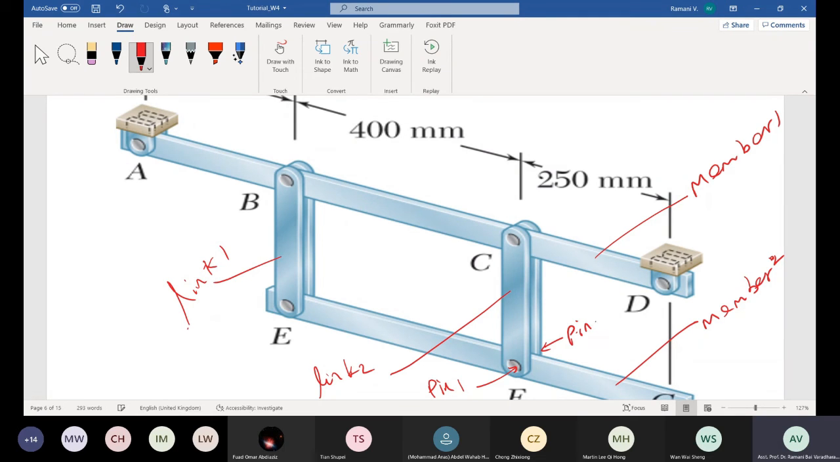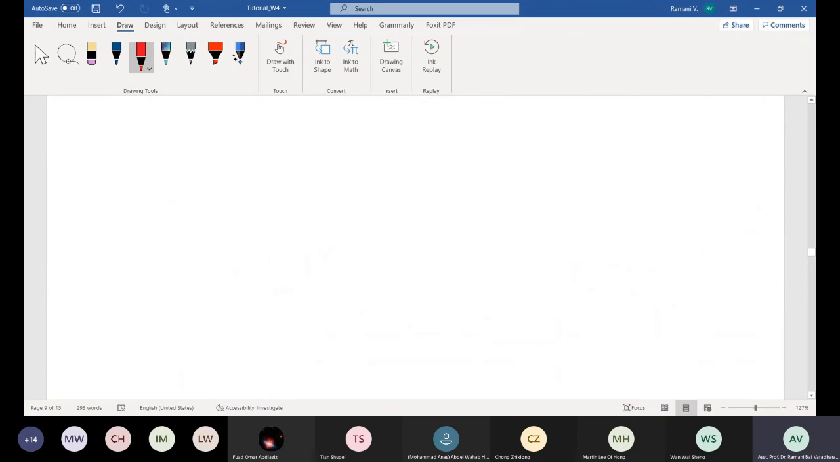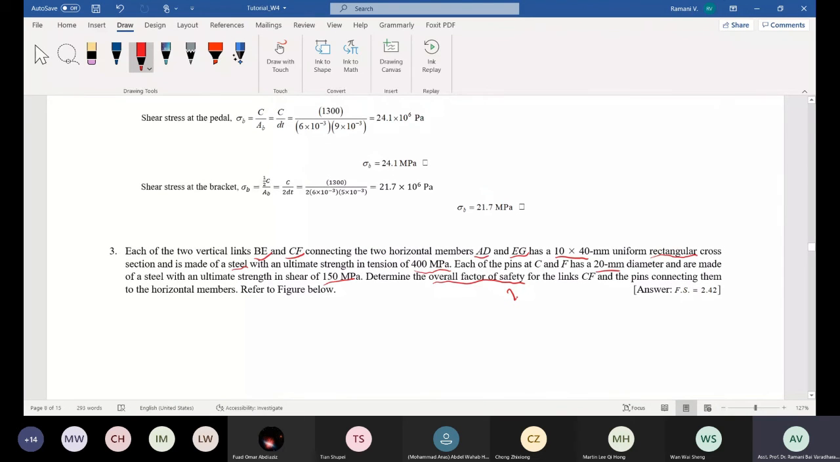What else do you have? This is also a pin. Pin 1 and pin 2. This side is pin 2, and inside you can see pin 2. Now you are asked to calculate only at this pin for link CF. The purpose of this question is to find the overall safety for link CF. When designing only CF, concentrate on CF with this arrangement. Find the load and the stress.